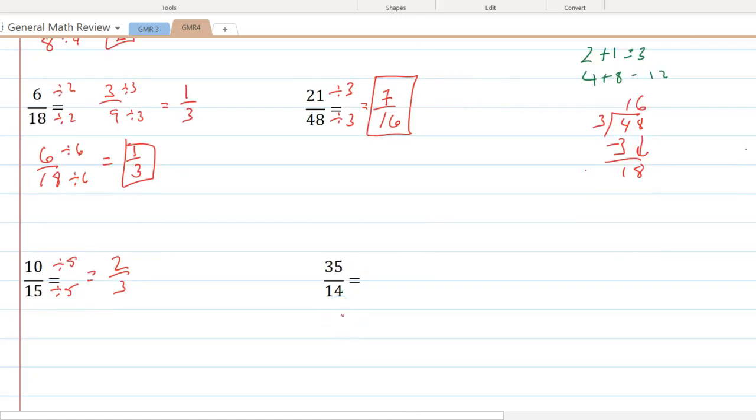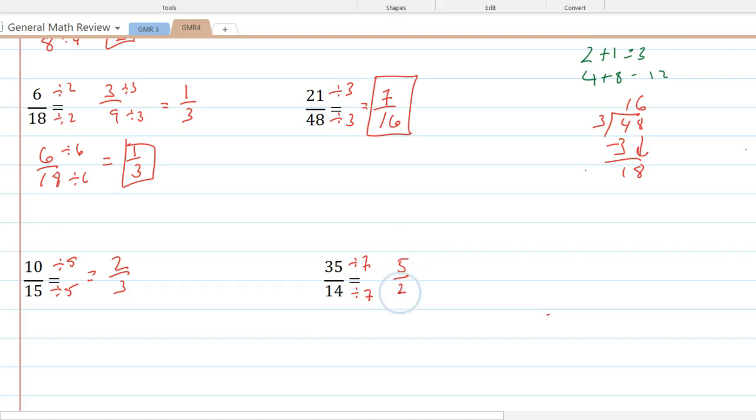If you're not sure what to reduce by, write down the factors. 35, I know that's 5 times 7, and 14, I know that's 2 times 7. So that tells me that they have a 7 in common. So what I'm going to do is first get rid of my little notes, and then I'm going to reduce the top and the bottom by 7. Whatever I do to the top, I do to the bottom. 35 divided by 7 is 5, and 14 divided by 7 is 2.